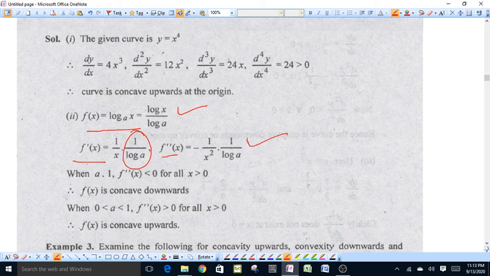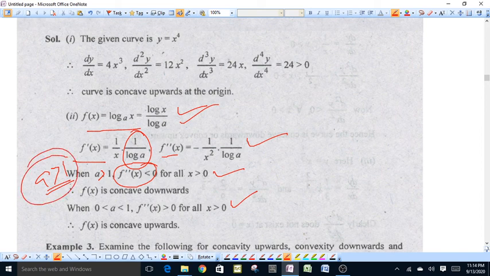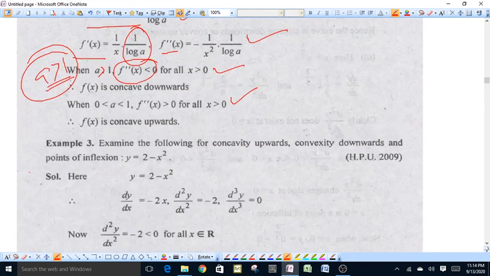For all a, when a is greater than 1, second order derivative is negative for all values of x. This means this curve is always concave downward for all values of x whenever x is greater than 1.